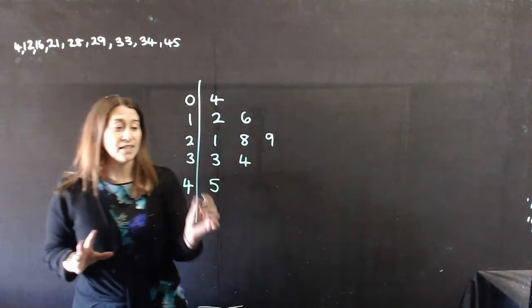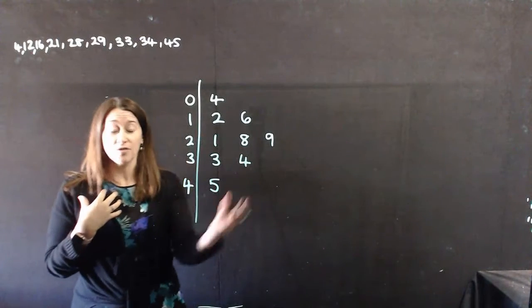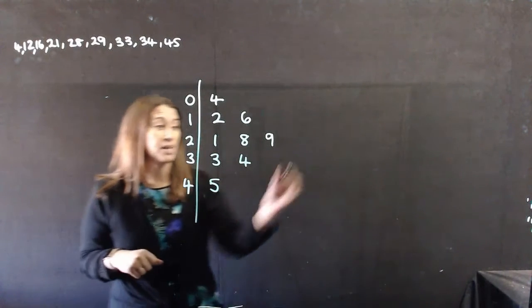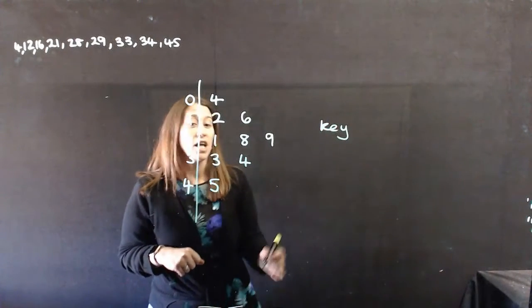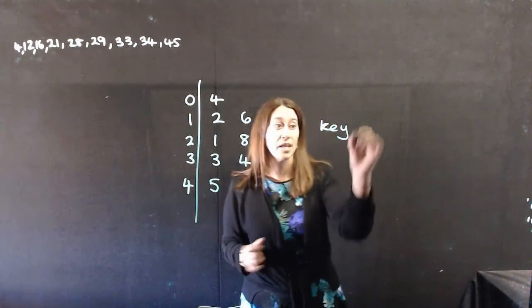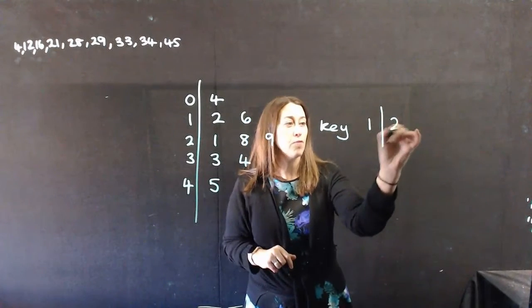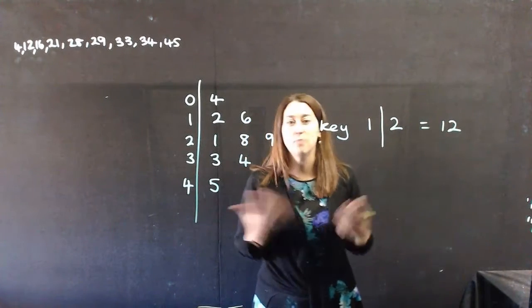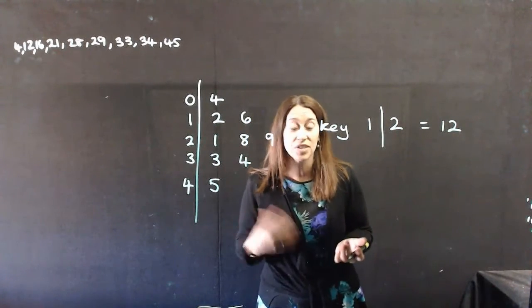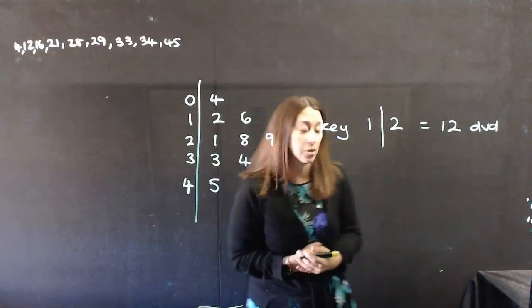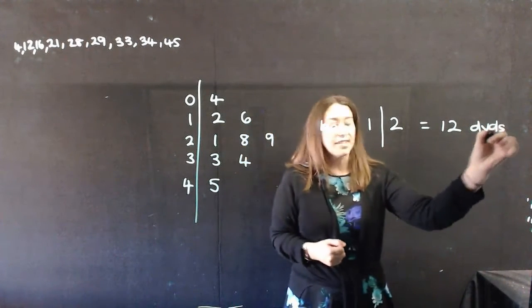Now, what you see there is that I've understood what this represents, but I need to show anyone else who looks at my stem and leaf what it means. So it's really important that you have a key. And usually in a key you say, what does the stem represent? So I'm just going to pick one of them. 1|2 represents 12. And obviously if my data is the number of DVDs in someone's collection or whatever, then you put the units if that's applicable. So that's a stem and leaf.